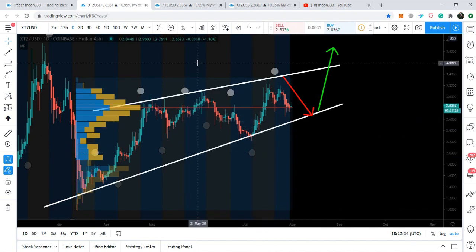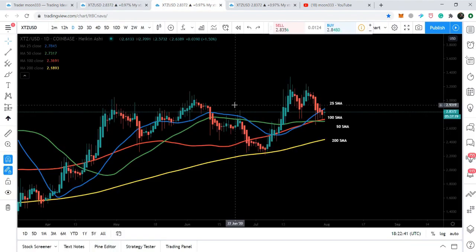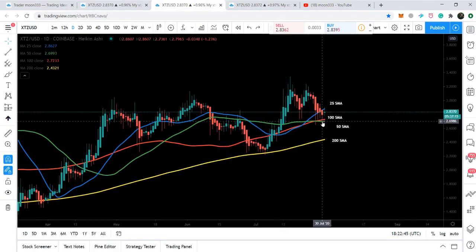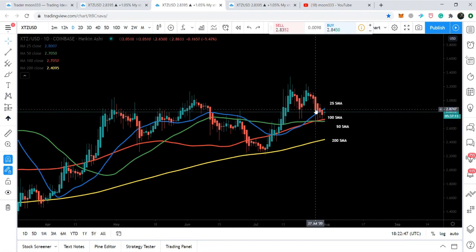But there are two more reasons I am saying that the price action can move more down up to this support of the wedge pattern. These are the simple moving averages with the time periods of 25, 100, 50, and 200. The price action has already broken down this 25 simple moving average and is having good support at this 100 simple moving average. But here you can observe that this 50 simple moving average has crossed down this 100 simple moving average. That is the bearish signal.